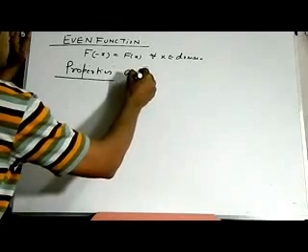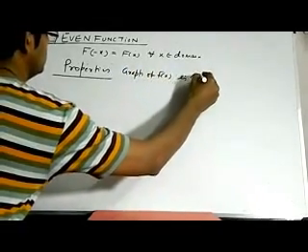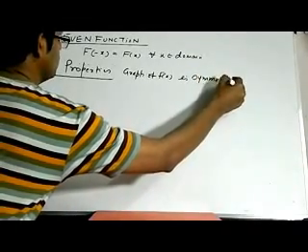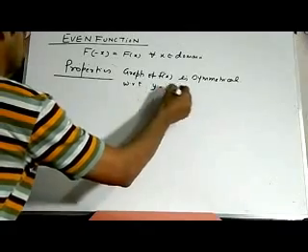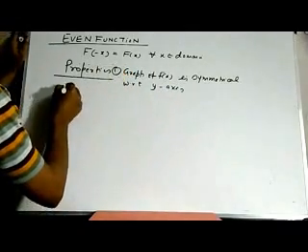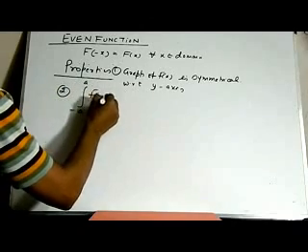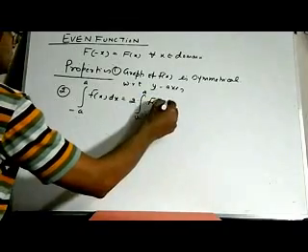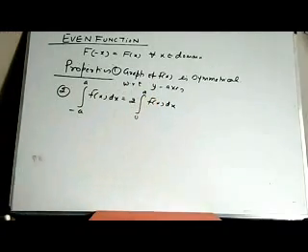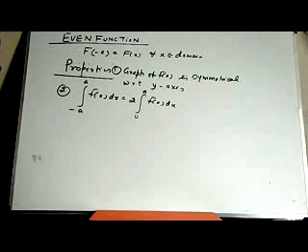Graph of f(x) is symmetrical with respect to the y-axis. This is property number 1. And property number 2, we have already studied that the integral from minus a to a of f(x) dx will be twice the integral from 0 to a of f(x) dx because of the area property. So in fact we will use only these two properties and then we will extend this idea.